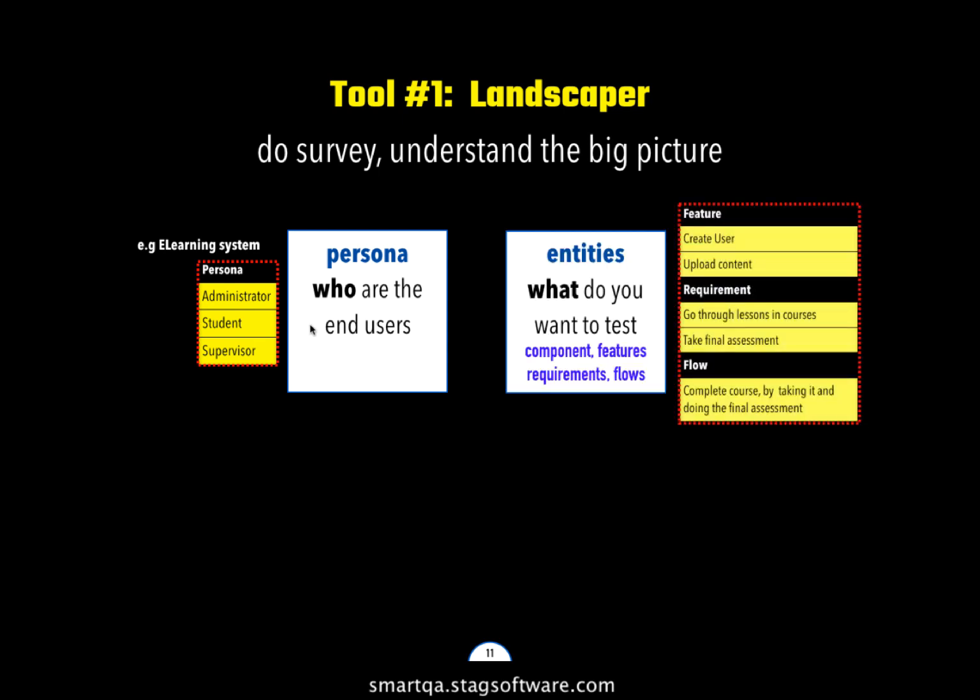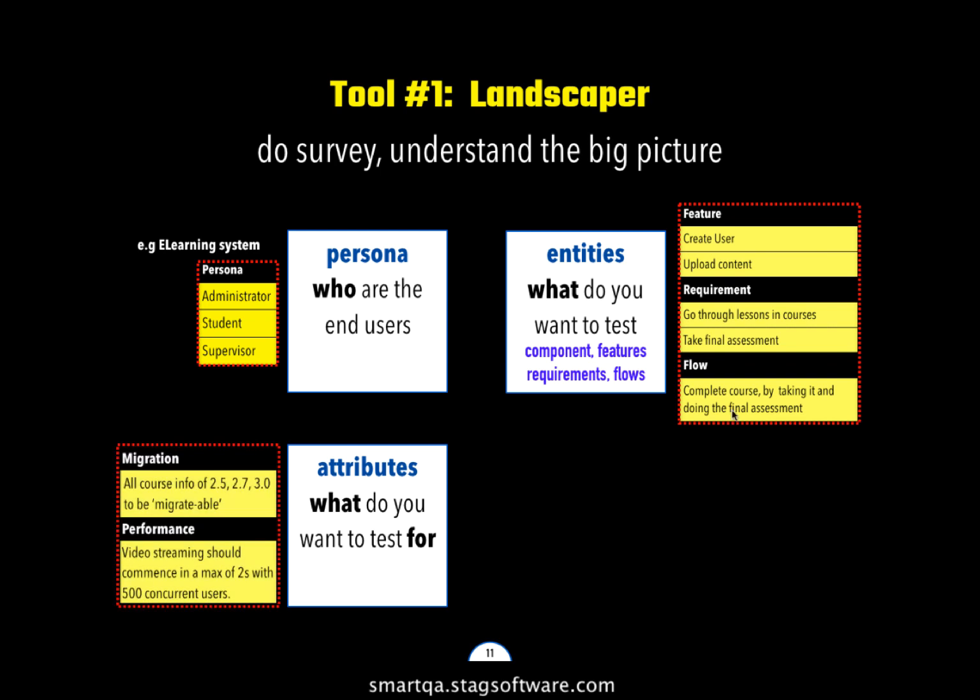Next, we want to understand what are the various entities in the system under test. What do you want to test? Now, they could be small things like components or the big things like business flows. Or it could be things like technical features, or it could be like user requirements. So at different levels of granularity. For example, there could be a simple feature called create a user. There could be a user's requirement of, look, I need to take the various lessons in the course. Or it could be a full flow where we complete a course by taking it and do the final assessment.